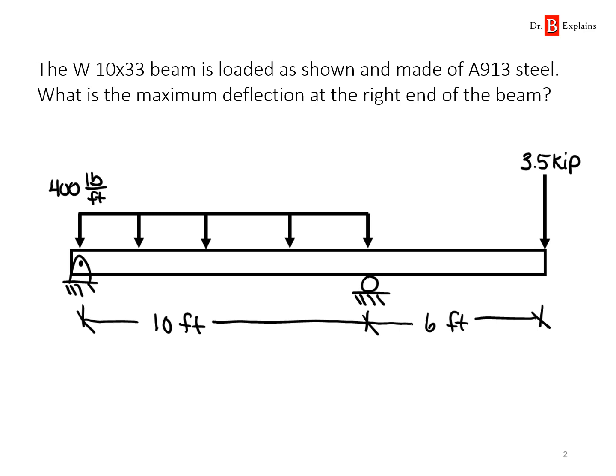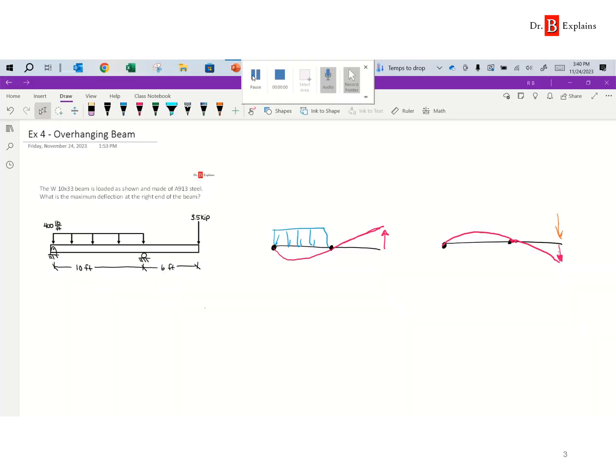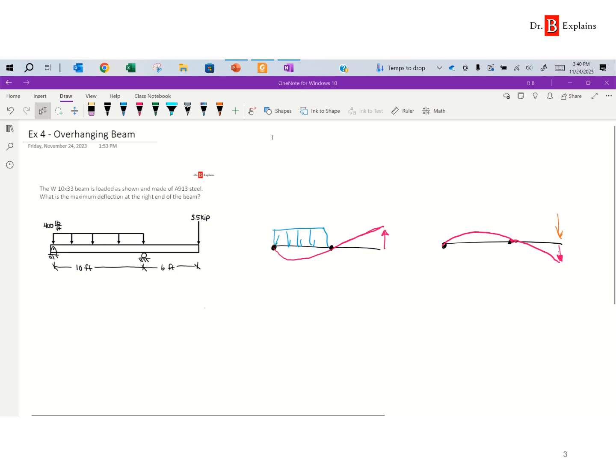All right, so let me move over to OneNote so we can work out this problem. Here I'm at OneNote, so we can go ahead and solve for the deflections of the beam.